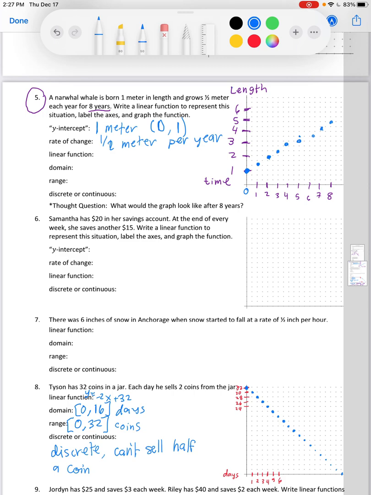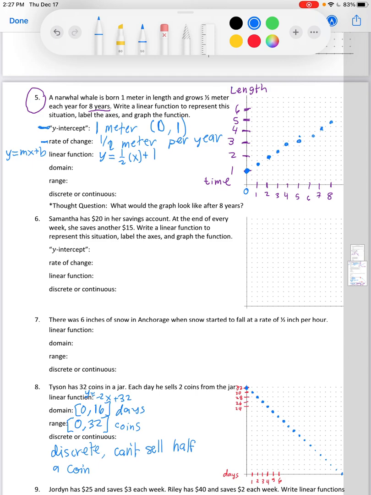So let's take that and translate that to a linear function. Let's use the pattern y equals mx plus b, or slope-intercept form, because we already have the y-intercept and we already have our slope. So y, or the length, is going to be 1/2 x plus 1, or 1 year plus however many years past that, you would add on additional halves.